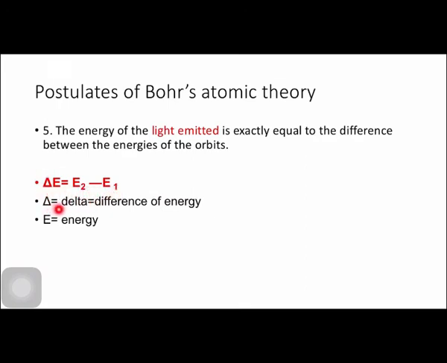Here delta is the difference of energy, whereas E is energy, and E1 is the energy of orbit 1, E2 is the energy of orbit 2, and if we say E3, then it will be the energy of orbit 3, and if we say E4, then it will be the energy of orbit 4, and so on.